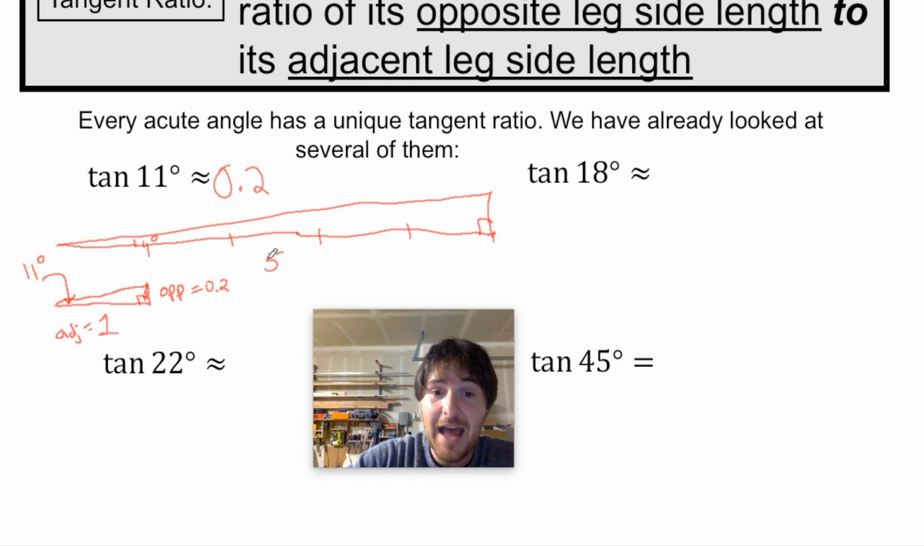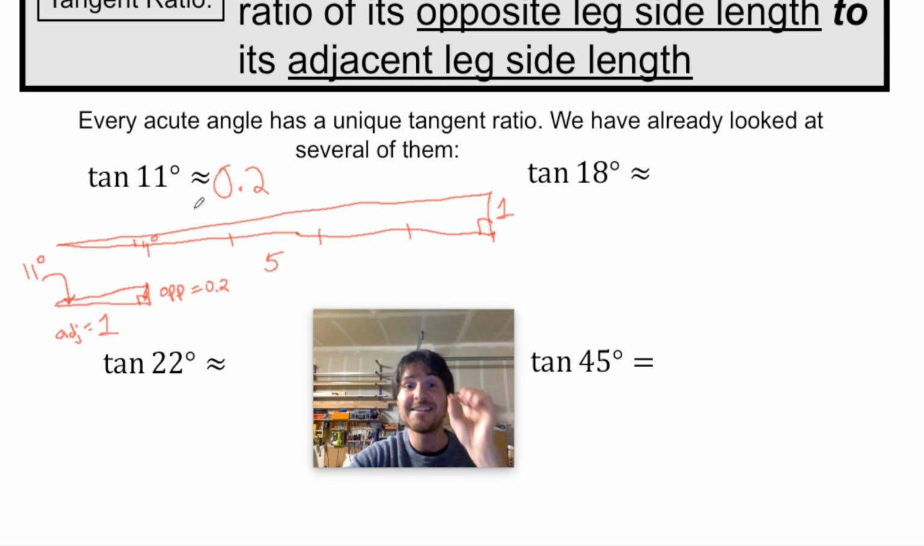If this were 5, this had to be 1, from what we saw the other day. Approximately a 0.2 to 1 ratio, or a 1 to 5 ratio. And what we're going to see in a second, look here, I actually included the approximate symbol there because these trigonometric ratios, the tangent ratio, isn't going to be exactly 0.2 for an 11-degree angle. That's just a little bit too convenient. Math doesn't always want to be that convenient for us.